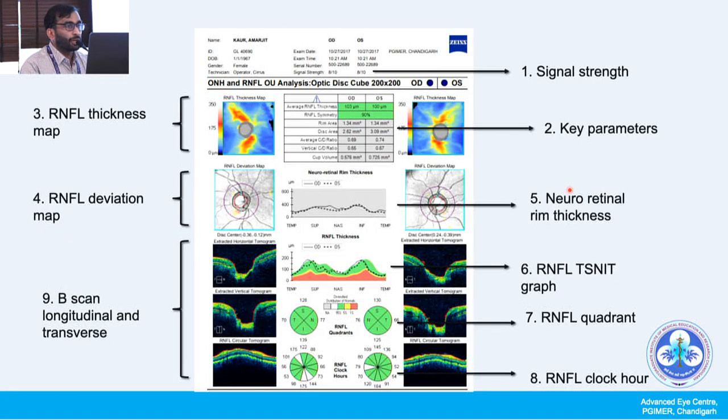So a normal printout, a typical OCT, the Zeiss OCT will give a printout like this, a combination of optic nerve head and the RNFL. This is the RNFL and the optic nerve combined printout. These are the various parts he already mentioned.